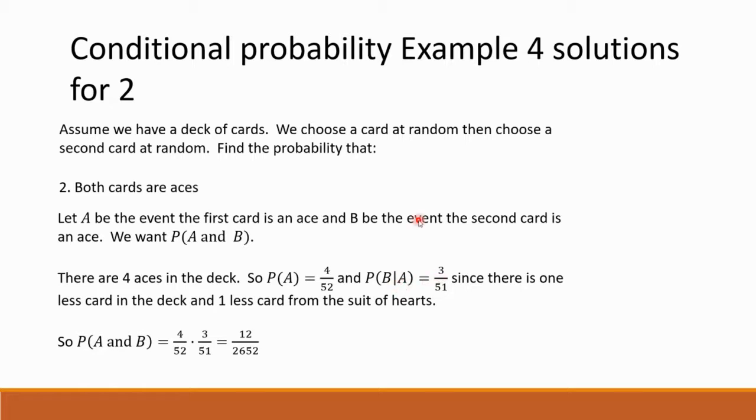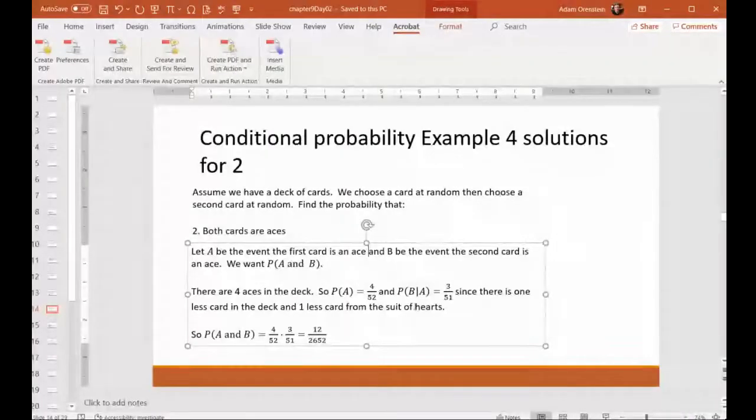The probability of B given A, so knowing that the first card was an ace, what's the probability of getting another card that's an ace? Well, again, it's 3 out of 51. Same idea, there's one less card from the deck, and there's one less ace in the deck as well.